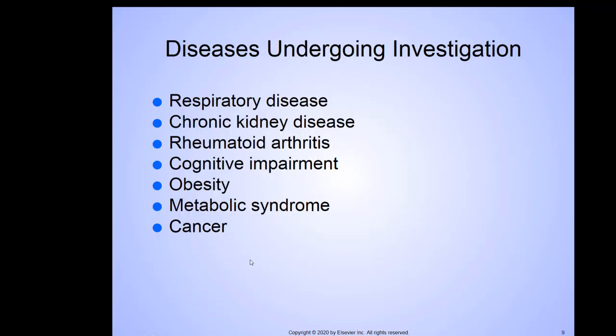There are so many diseases that researchers are investigating to decide whether or not there is a relationship between periodontal disease and the progression of other diseases. Respiratory disease is one of them. They have not yet found the link between COPD and periodontitis, but this is being researched. Chronic kidney disease, rheumatoid arthritis, which is an autoimmune disease, cognitive impairment, obesity, metabolic syndrome, and cancer.